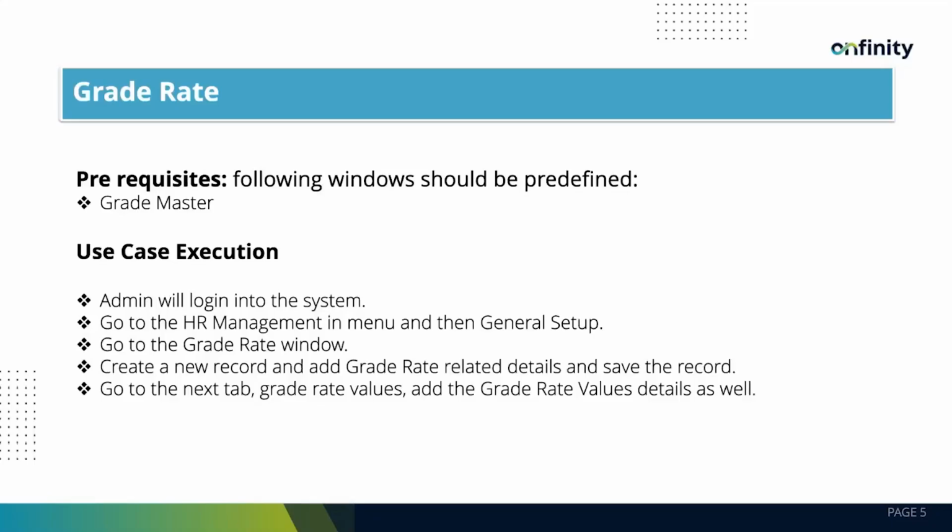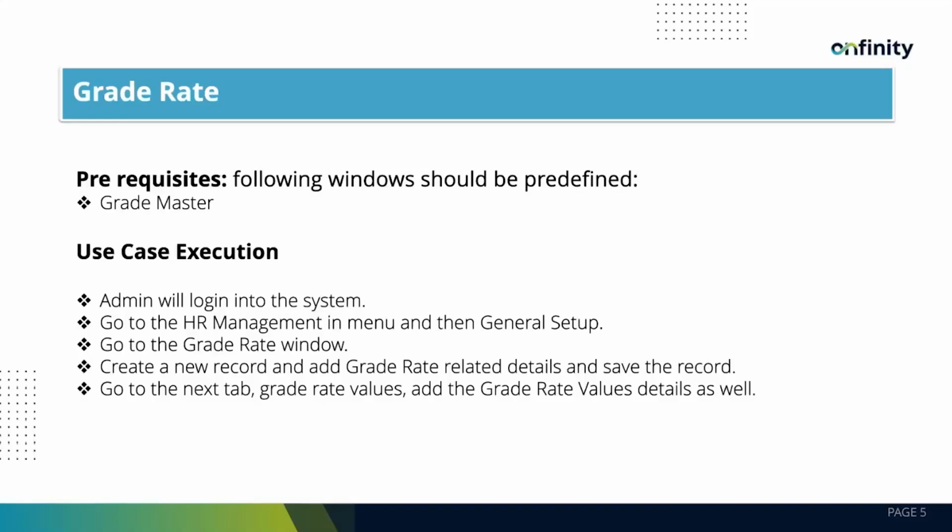For the use case execution of grade rate configuration, before executing this use case in the system, it is important to fulfill a key prerequisite. The grade master must be predefined, and this means that the relevant grades, such as training, junior, mid-level, and senior, must already be created and available in the system under the grade master section. Only then can you proceed to define the corresponding grade rate for each grade.